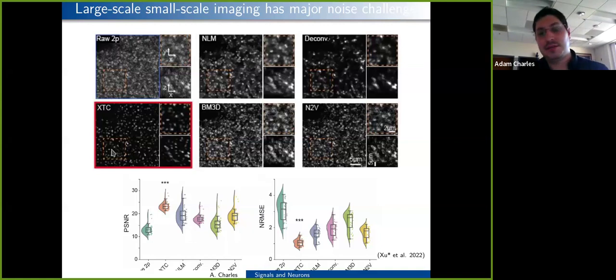But this cross-trained CARE just seemed to get overall higher PSNR and lower normalized root mean squared error. And so we were able to really clean the data to a level that we were quite happy with.